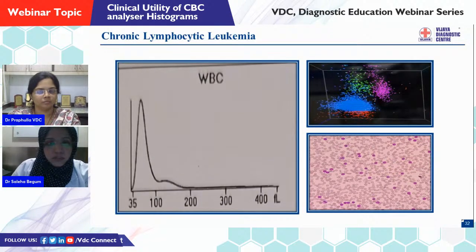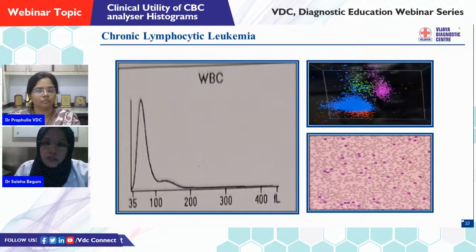So, coming to the next slide, chronic lymphocytic leukemia. Here you can see the WBC graph is showing only a single curve, not having the middle one and not having the right curve, which usually corresponds to the neutrophils. So, indicating that there is only one population present in patient blood, which is of small lymphocyte size, and there is a small bump at the end of the lymphocyte curve, which may correspond to the prolymphocytes.